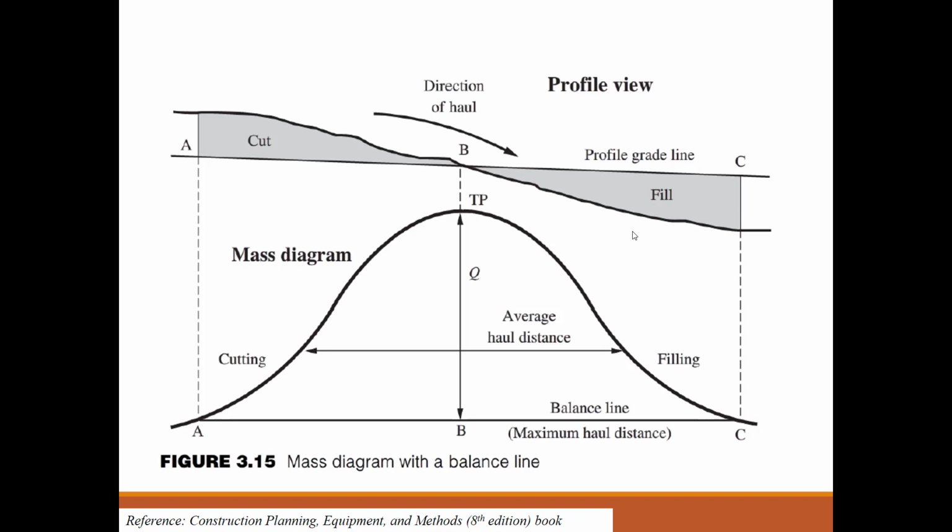The average haul distance will be calculated by computing the area under the curve and then dividing it by the quantity, which is the maximum vertical distance between the balance line and the curve. So if you look down here, you see there's the maximum haul distance, which is if we're going to move all the way from A to C, which is really not going to happen. So we're going to compute the average haul distance, which is here. To get it, we need to figure out the area under the entire curve and then divide it by the Q.